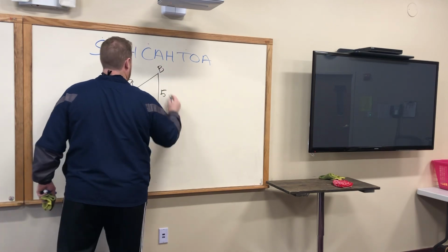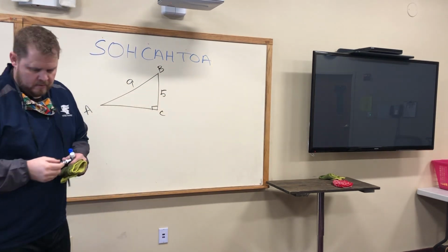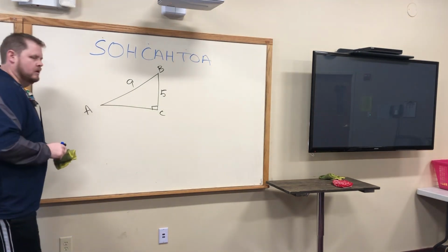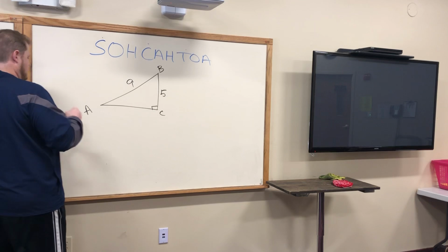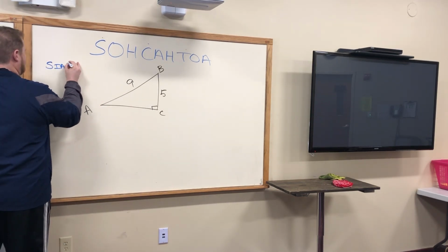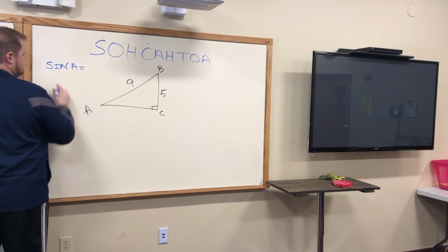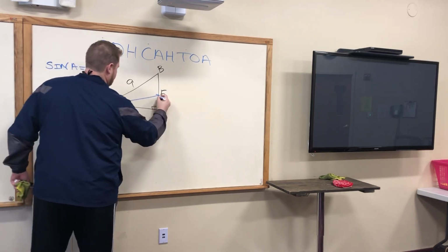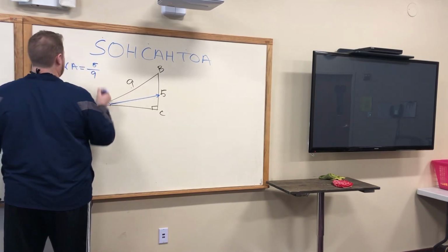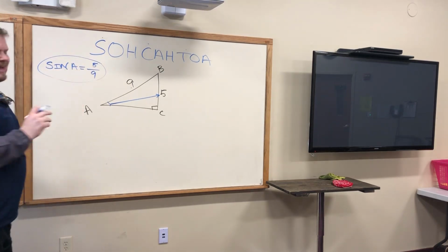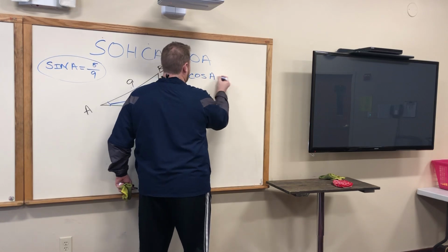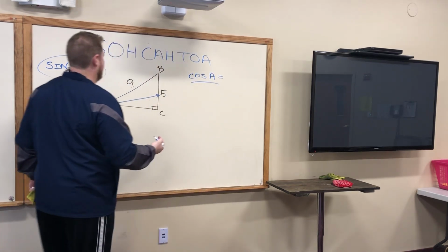B, C. So if I asked you to find the ratio of sine A, what would it be? Sine A equals what over what? Opposite 5 over hypotenuse 9. Good. So there's our ratio. Good. Now, question. If I asked you for cosine A, what is cosine A?